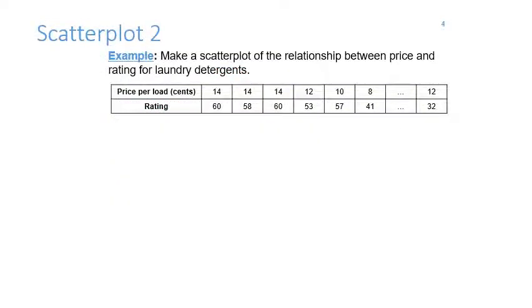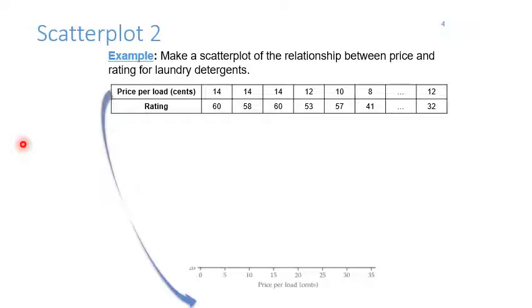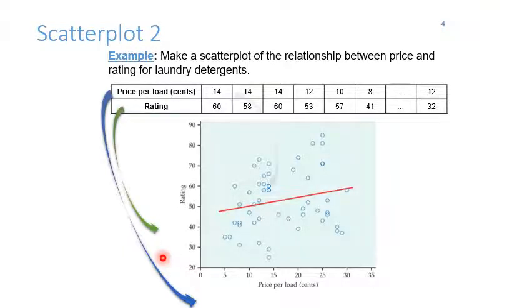So here is an example, and we are making a scatter plot between price and rating of laundry detergent, and both are quantitative variables. Explanatory variable goes to the x-axis, whereas response variable goes to the y-axis. For example, here we can see that for the first value, on the x-axis is 14 and on the y-axis is 60. So here it's 14 and here 60. This value is the corresponding value to this. Similarly, we will make all other points.